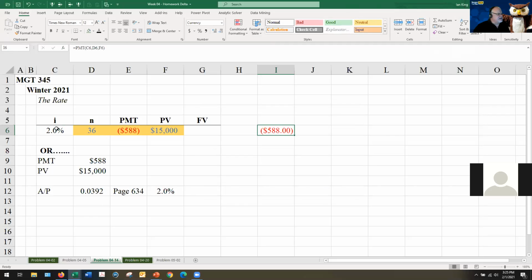This time you were given everything but the interest rate and asked, what is the interest rate? And this is how it determines it. If I'm using 2% over 36 months for a present value of 15,000, it gives us 588. In this case, they gave you the payment amount and asked, what interest rate will generate that payment amount so it works? Does that help?